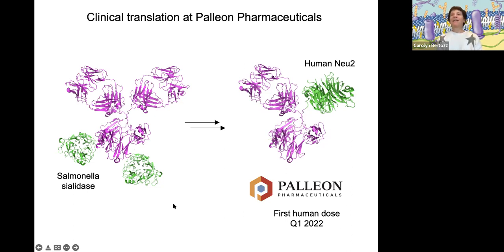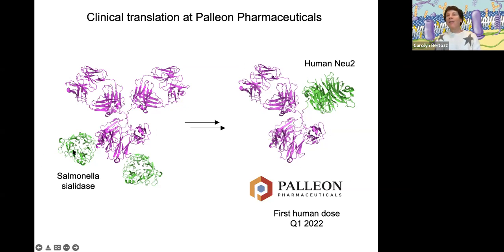So the Palion scientists did some really important optimization of the structure of this antibody enzyme hybrid molecule. Importantly, they were able to figure out how to make a conjugate between trastuzumab and a human sialidase called Neu2. And as well, they've kind of re-engineered the molecules.